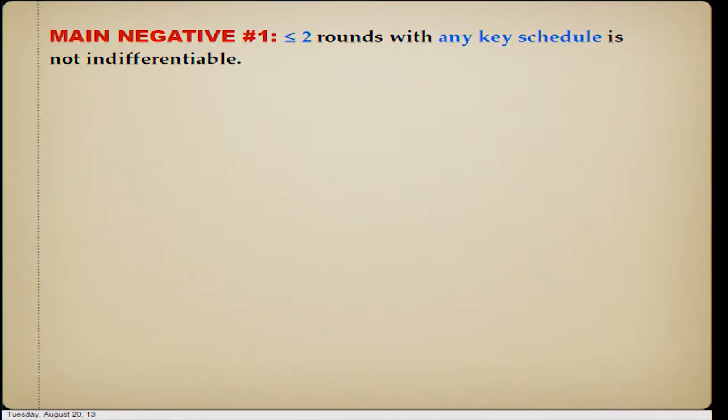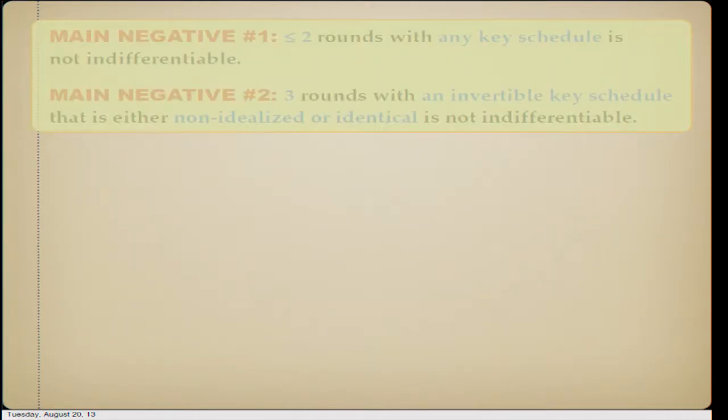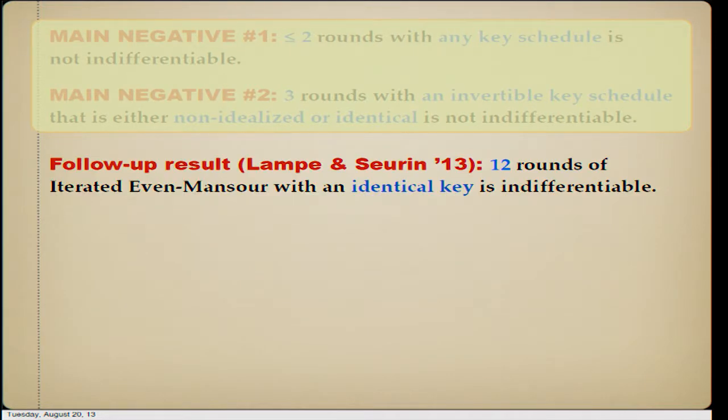There are some negative results. For instance, 2 rounds with any key schedule is never going to be indifferentiable, no matter what. And 3 rounds with a certain class of key schedules is not indifferentiable either, but I'm not so interested in discussing the details. Actually, I'm going to hide these results. This one is kind of interesting.